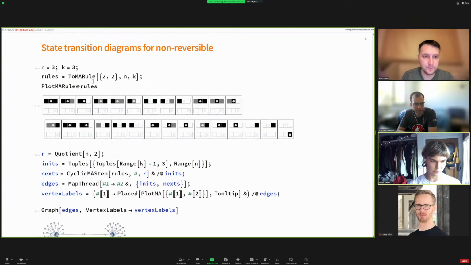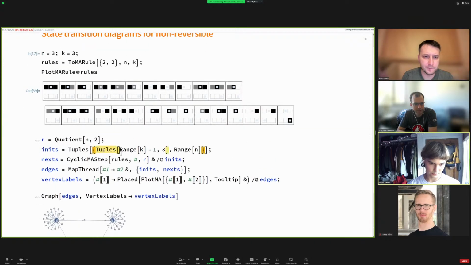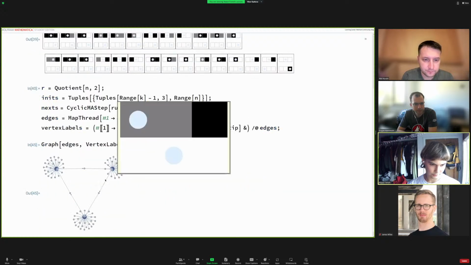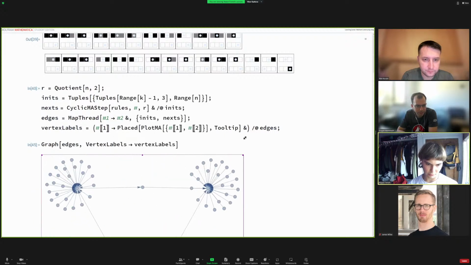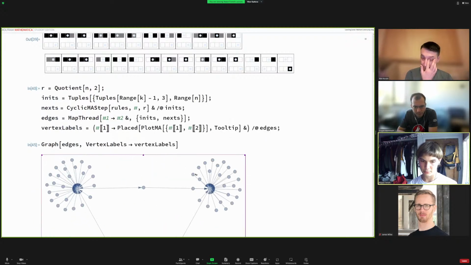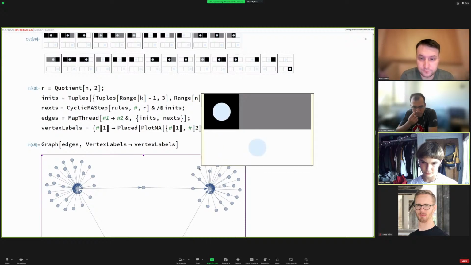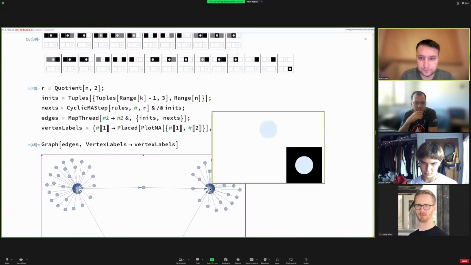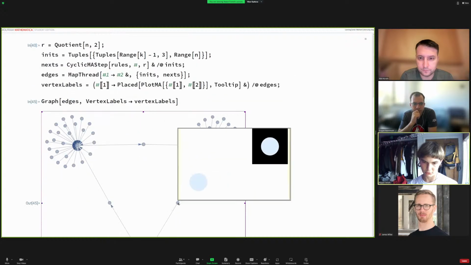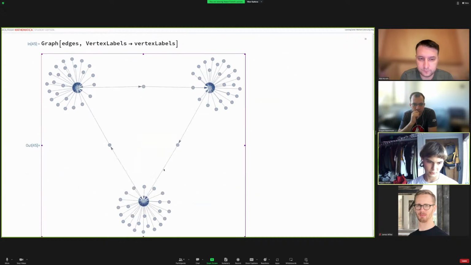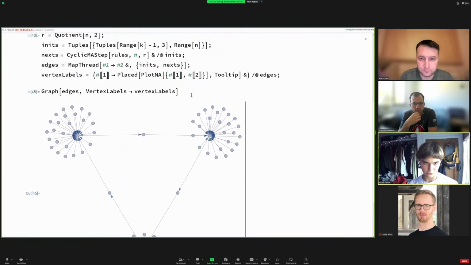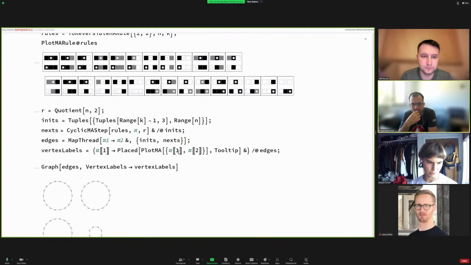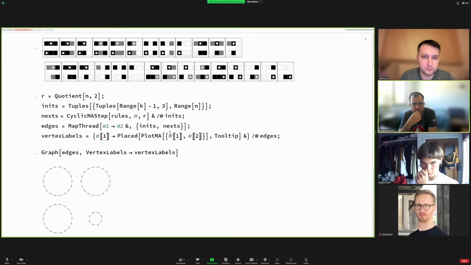So here's an example of a non-reversible rule. And we're going to look at the state transitions on a cyclic tape. And this is what they look like. You can see that for this point here, there are many states that can lead up to that point. And then from this one, we go to here and follow it around. So that's a non-reversible one. And then we're going to look at reversible ones. Interesting. So that's a state transition graph.